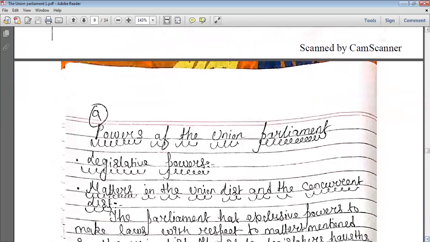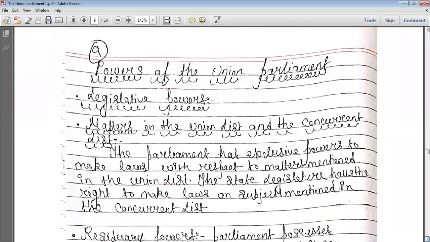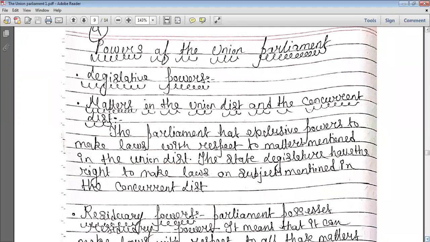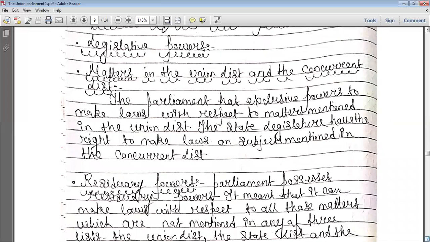Next we would like to discuss, we are almost coming to the middle portion of the chapter, the powers of the Union Parliament. The powers portion mainly comes in the long question, as I have already discussed with you. So first we would like to discuss the legislative power. Legislative power means lawmaking power. So what type of law, what are the subjects, what are the three lists in the parliament? We would like to discuss this in the legislative power.